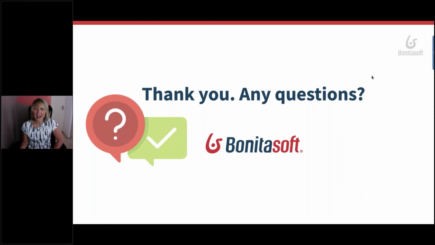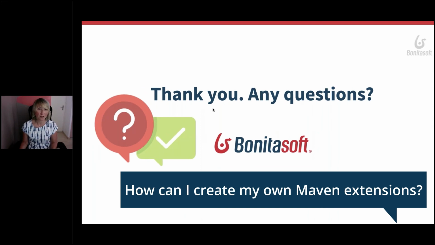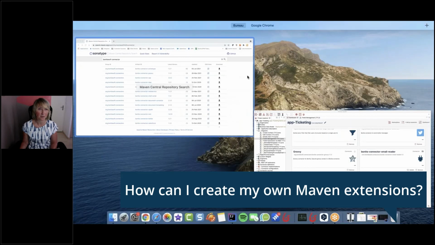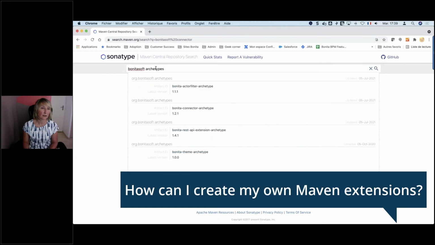There is a question: how can I create my own Maven extension? Okay, I will answer using Bonita, because I guess it depends on the tool and the objective. If you want to make an extension compatible with Bonita, we propose Maven archetypes. If you come here, on Maven Central, you can see that we propose theme, REST API, connector, and actor filter archetypes in order to give you an SDK or a template to create your project.